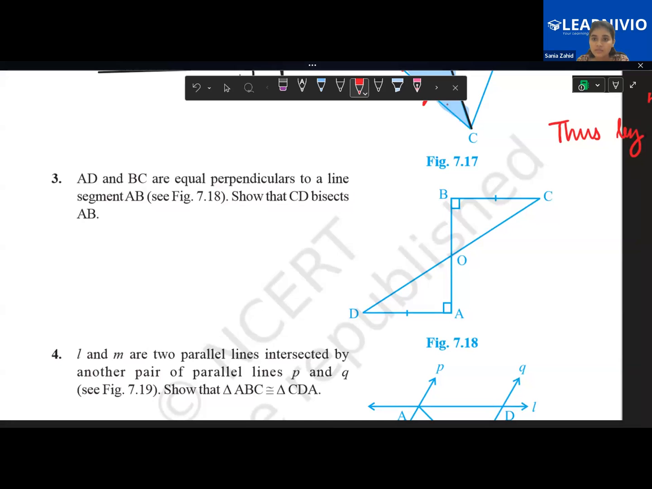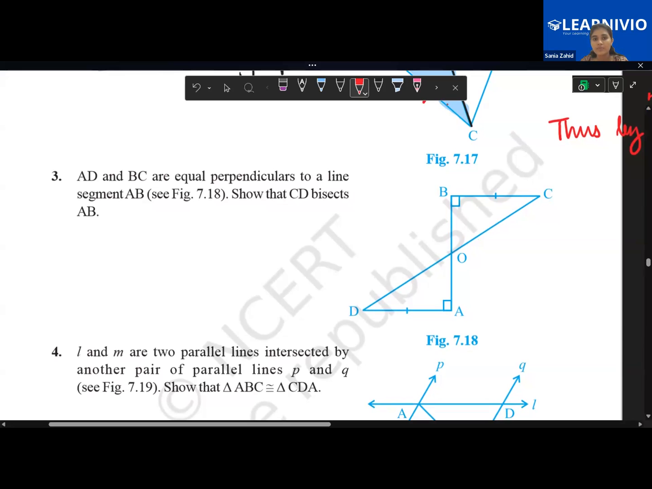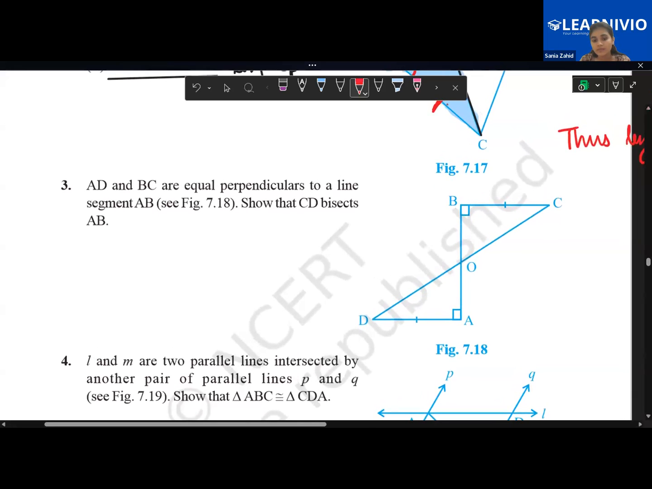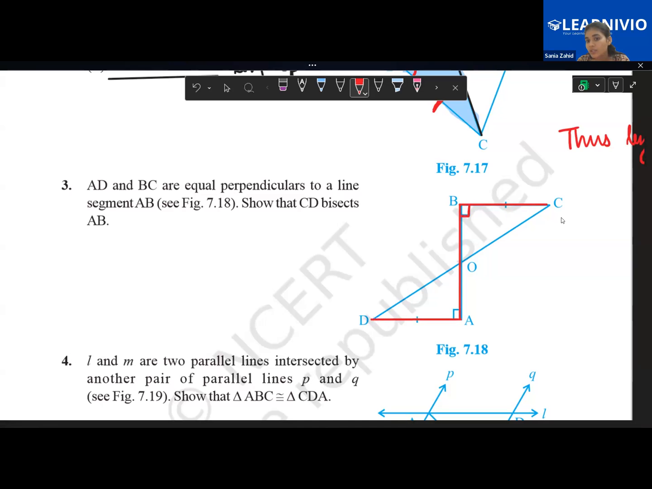Yes, Abdullah. Ma'am, first I did AOD is equal to... First, explain the question. What is the question? We have to find CD bisects AB, that is OA is equal to OB. Yes, so children, the question says that there are two perpendicular lines, AB and BC. So that means this line is perpendicular to this line. So that is why this angle is 90 degrees to line segment AB. AD and BC are both perpendicular to this line segment. So these both are 90 degree angles.